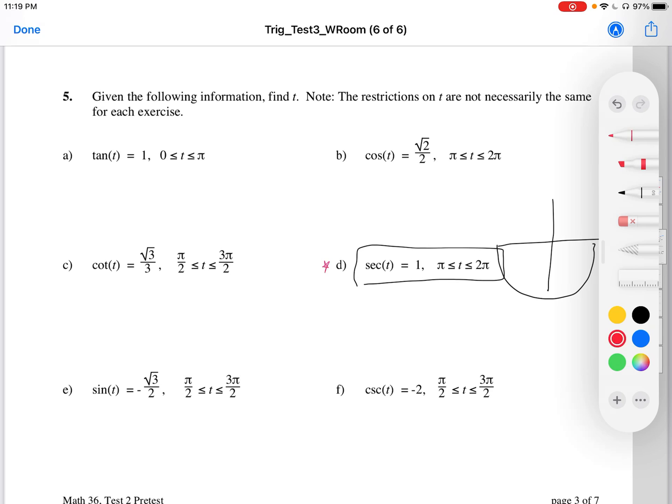All right, well, what is secant? Secant is 1 over cosine. So I want to find where cosine is 1 because 1 over 1 will give us 1. And we see that cosine is 1 only at 0. So my answer is 0, but we want only from pi to 2 pi. So our correct answer would be t is equal to 2 pi.